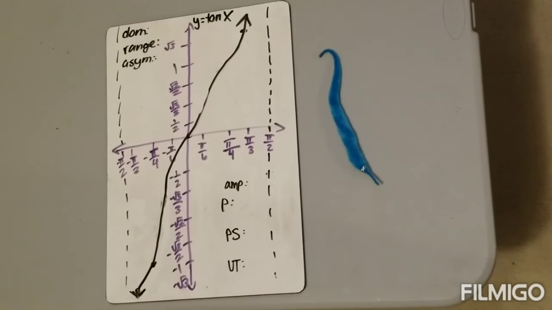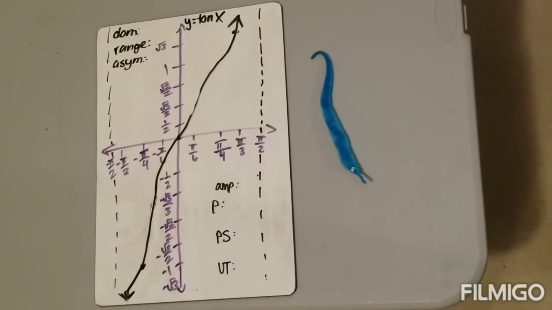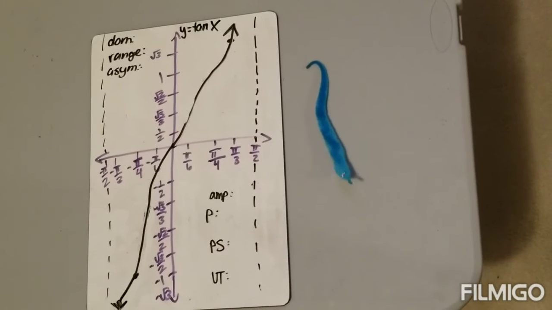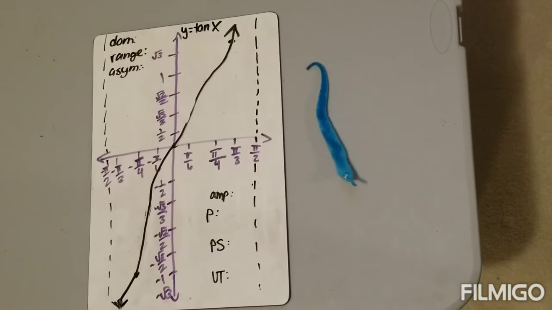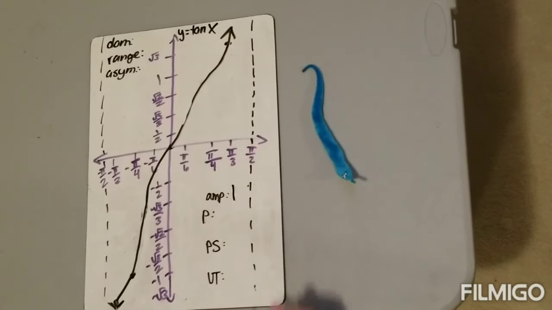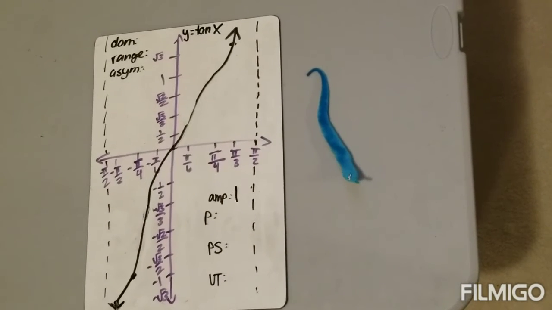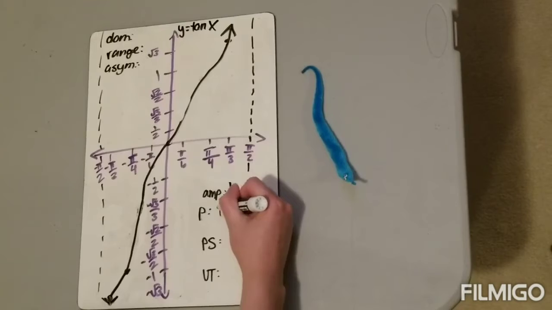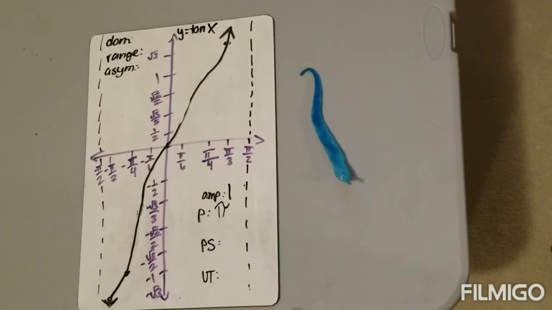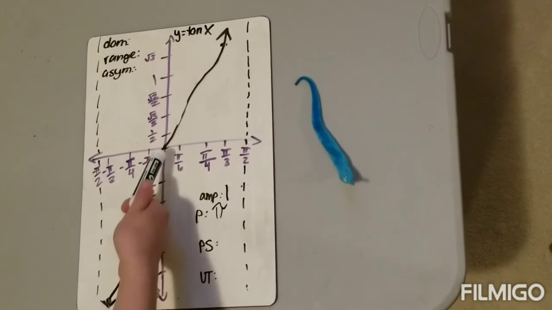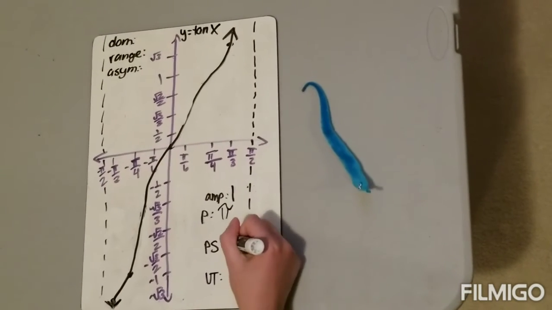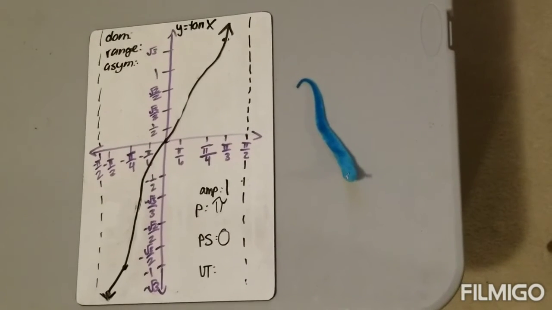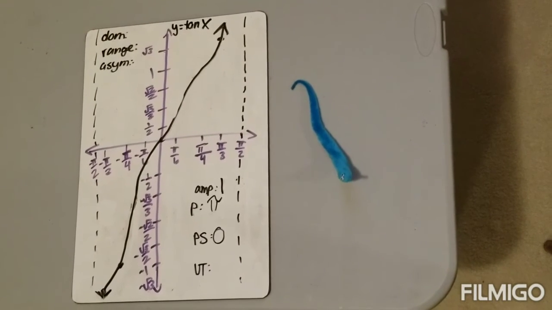So this is what the parent graph of y equals tangent of x looks like. The amplitude is going to be 1 because the midline graph goes up 1 and down 1. The period of this whole graph is going to be pi, so that's the distance between the two asymptotes. There isn't a phase shift in this graph because we start at the origin right here. There isn't a vertical translation either because the midline is at y equals 0.